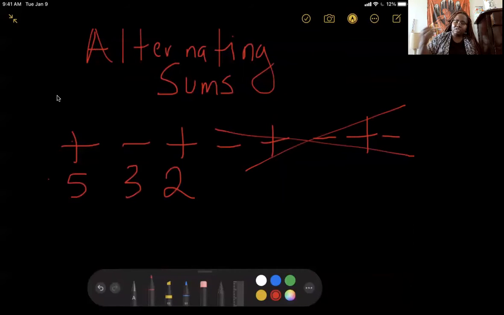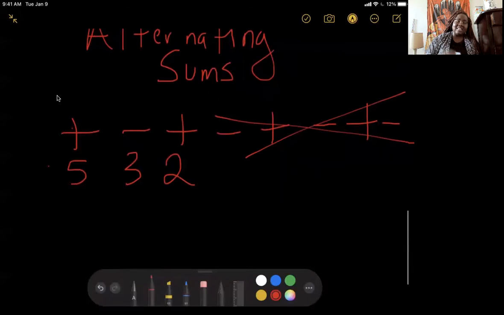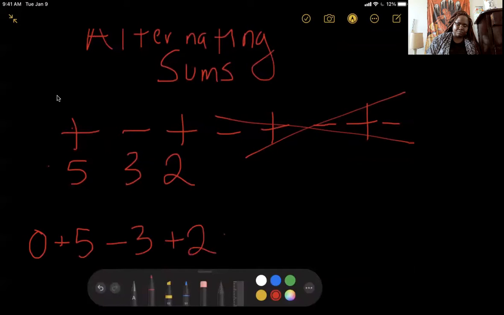What this tells me to do is to add and subtract those numbers in the order they're presented. You always start with 0. So say plus 5 minus 3 plus 2. What is the value of that? Well, 0 plus 5, 5. 5 minus 3, 2. 2 plus 2, 4.